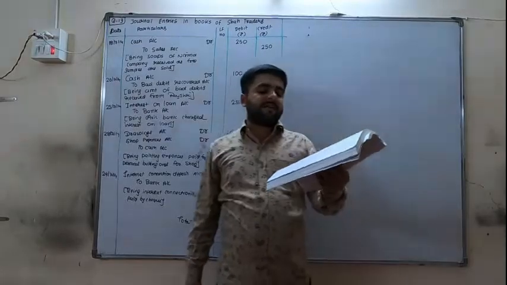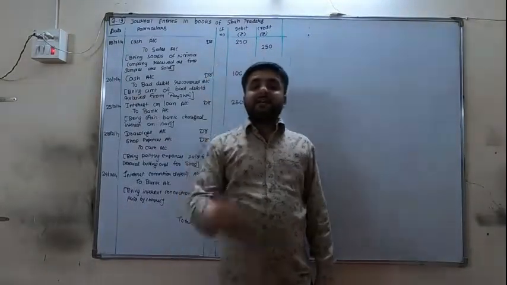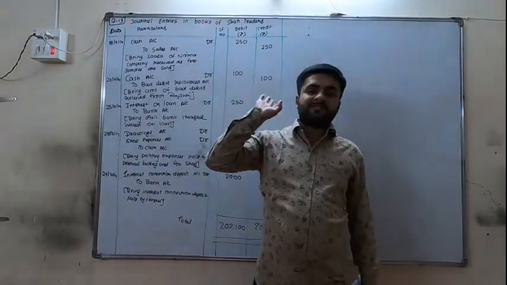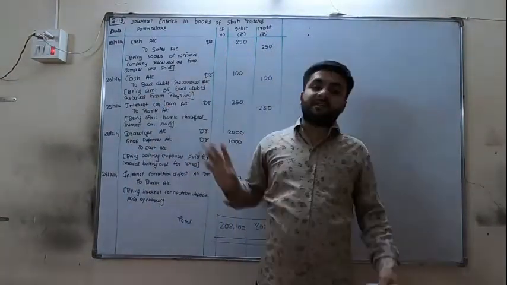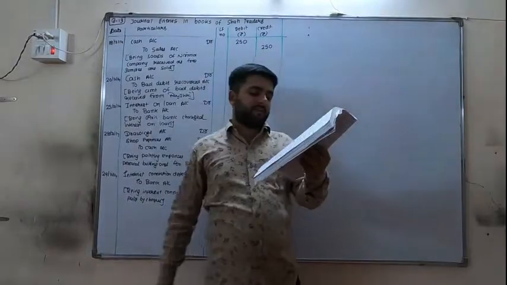Received 100 from Rajshri for bad debts written off. We are recovering the past bad debts from Rajshri. Cash is received and bad debts recovered is our income. So cash to bad debts recovered. Rajshri's name is not coming out.